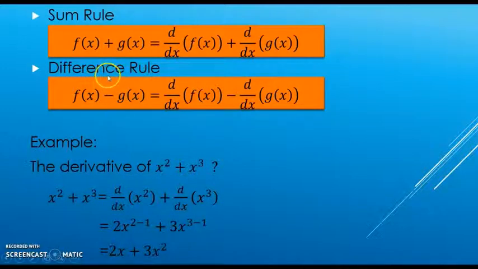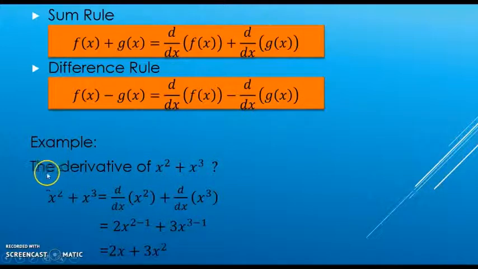Next is the sum rule and difference rule. The sum rule and difference rule are actually the same and differ only by their signs. The formula for the sum rule is the derivative of fx plus gx equals the derivative of fx plus the derivative of gx. And the difference rule, the derivative of fx minus gx equals the derivative of fx minus the derivative of gx.